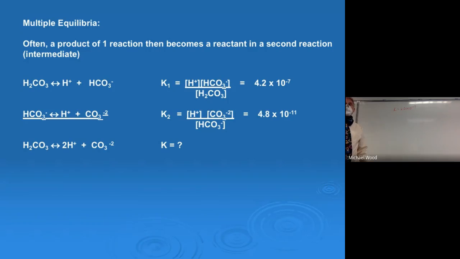So quick review of how K is different than delta H. For delta H, if we double the coefficients, we double the value for H. For K, we would square it. For delta H, if we flip the reaction, we change the sign. What we do with K is we take the reciprocal. If we do multiple reactions, for delta H, we total. For K, we multiply.